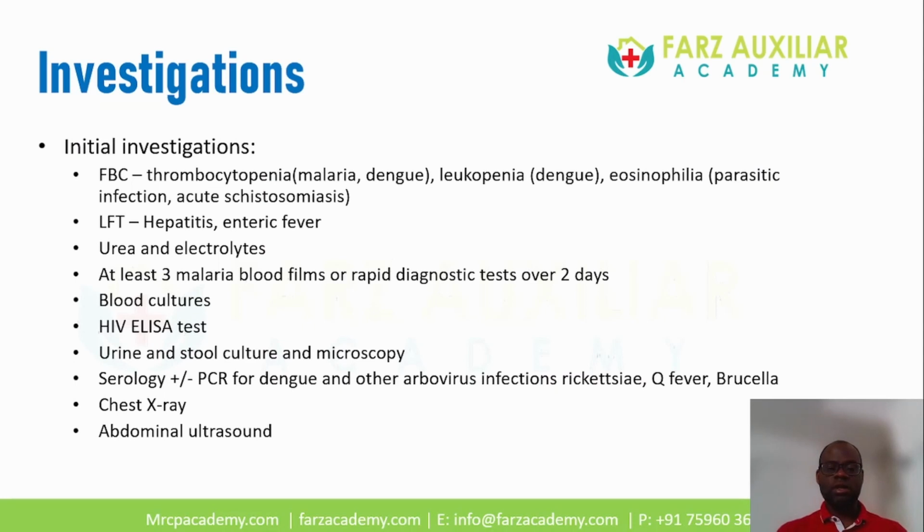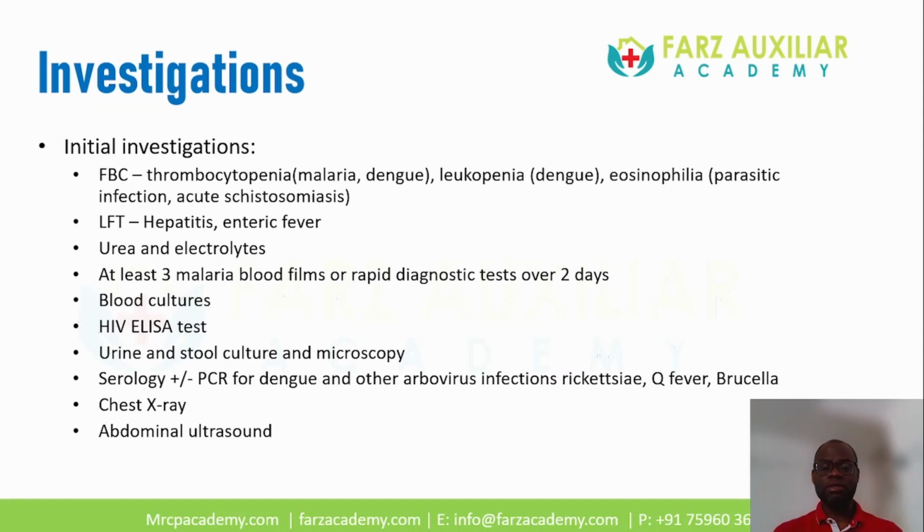Initial screening investigations are listed here, and this could provide a really good clue in combination with your detailed history and examination as to what the diagnosis is, and often at this point you have an idea of what you're dealing with. There is evidence that a combination of thrombocytopenia and splenomegaly has a good diagnostic predictive value for malaria, and also it may point in the direction of dengue fever. Leukopenia could point in the direction of dengue fever, and eosinophilia is generally associated with parasitic infections, including acute schistosomiasis. Deranged LFTs could point in the direction of a hepatitis, either viral hepatitis or an enteric fever, or leptospirosis.